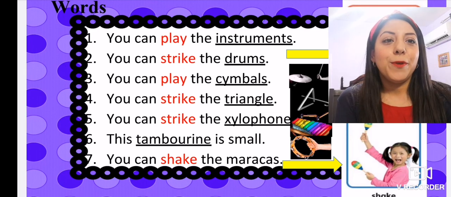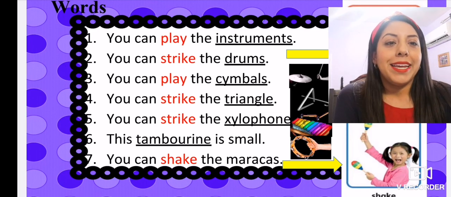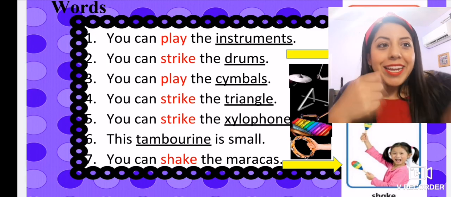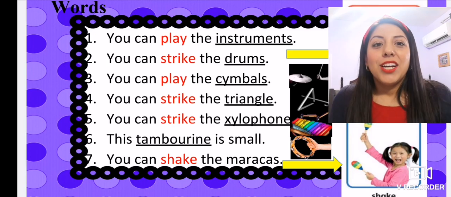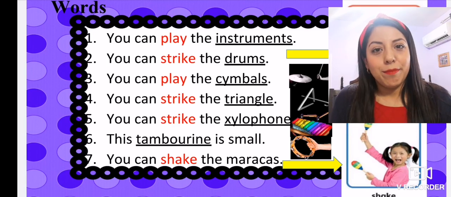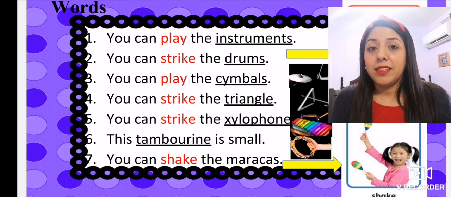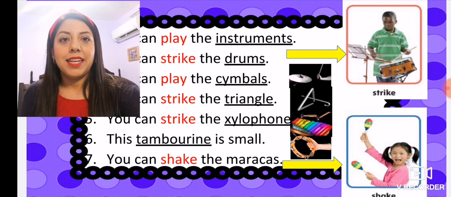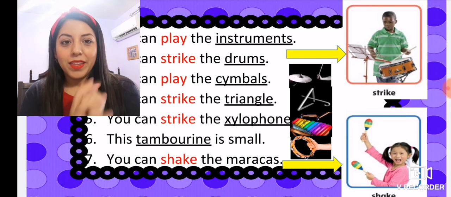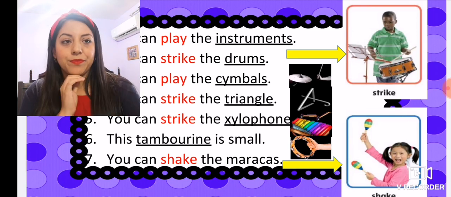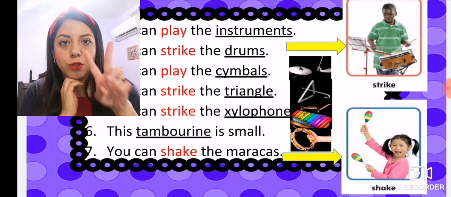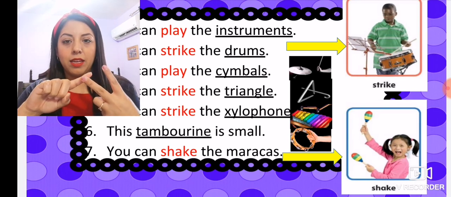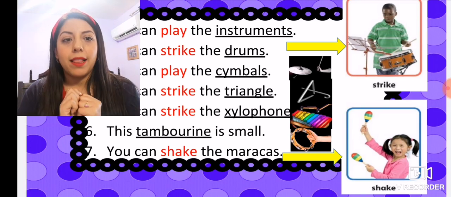Now, in the number 1 sentence, it says, you can play instruments. Number 2, you can strike the drums. Strike the drums. That's right. Number 3, you can play with the cymbals. You can strike the triangle. You can strike the xylophone. Number 6, the tambourine is small. You can shake the maracas. So, we have two action verbs here. We have strike and we have shake. With strike, you need to use mallets.